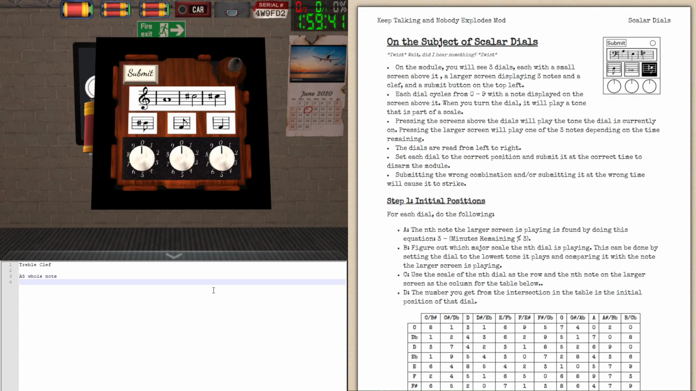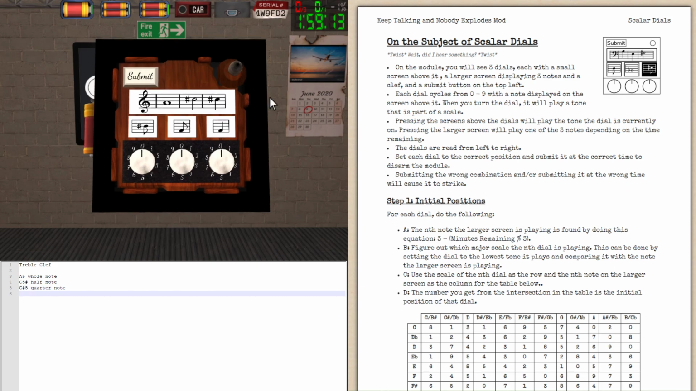A C, let's see, C5 sharp, half step, half note. Then I got a C sharp 5 quarter note. Jeez, I can't spell. I really can't spell. Alright.